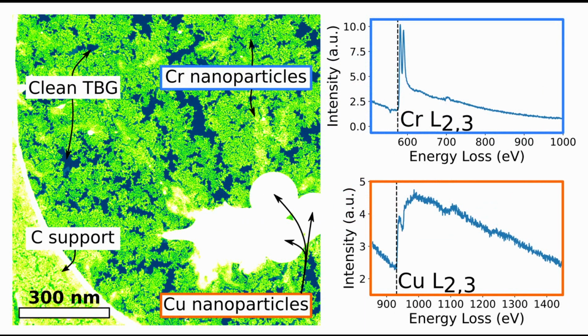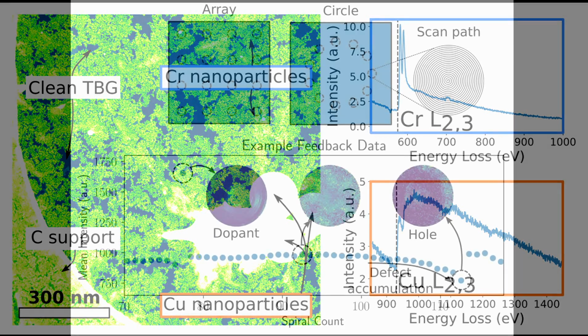Here's an overview image of the sample. The dark areas are the twisted bilayer graphene. The green areas are the chromium nanoparticles, and the white spheres were found to be spurious copper nanoparticles, which ended up playing the leading role in this investigation.